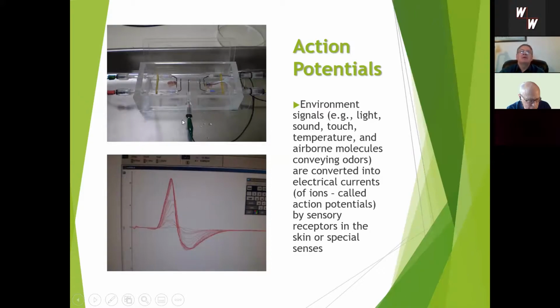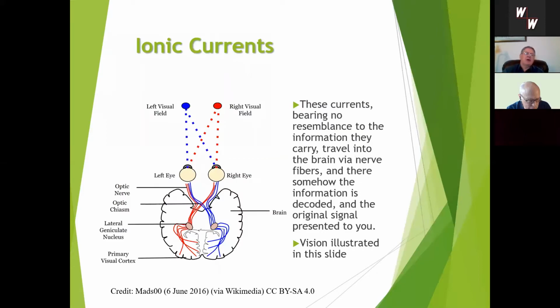This apparatus here looks like one of my setups. From memory, you apply the voltage here to the nerve, which you can barely see there, and you record from here. Anyhow, moving on. These are ionic currents which bear no resemblance to the information they carry, and they travel into the brain via nerve fibers, cables, if you like, illustrated in the diagram above.